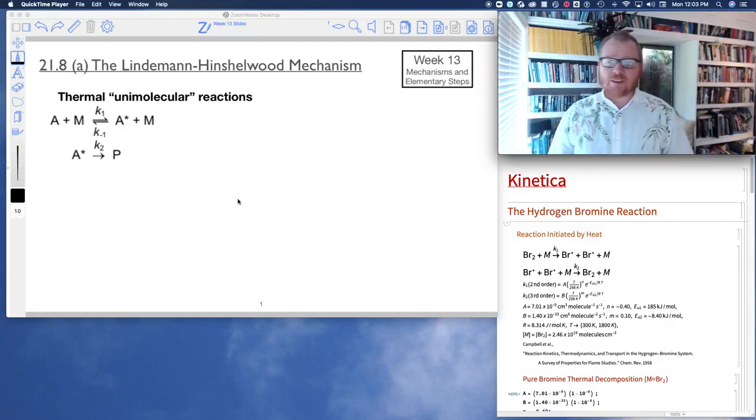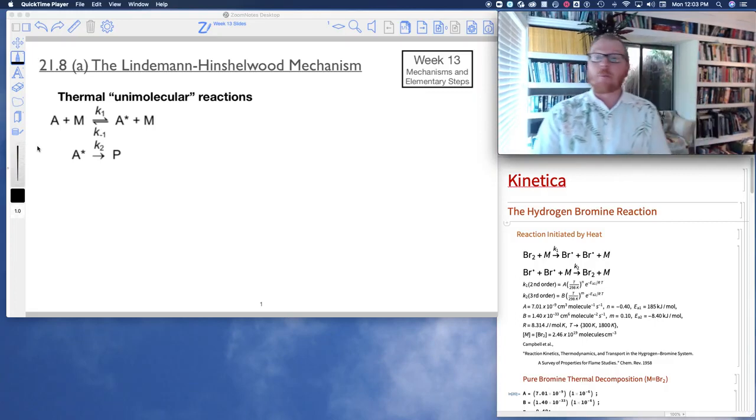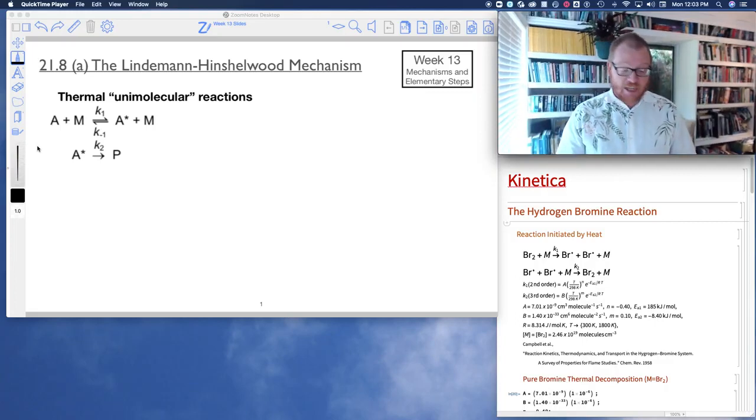This is the point in the semester where I'm going to be skipping around a little bit from various sections in the book. I'm going to start with section 21.8 on the Lindemann-Hinshelwood mechanism, but also in that supplemental document that I shared with you, it describes this Lindemann-Hinshelwood mechanism.